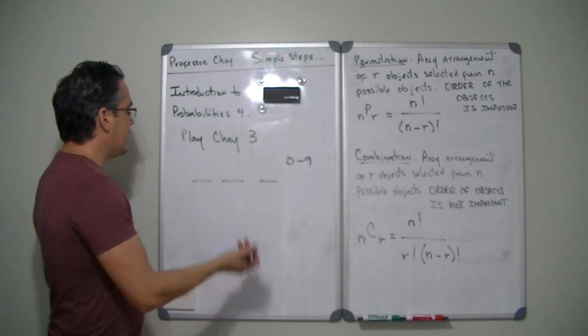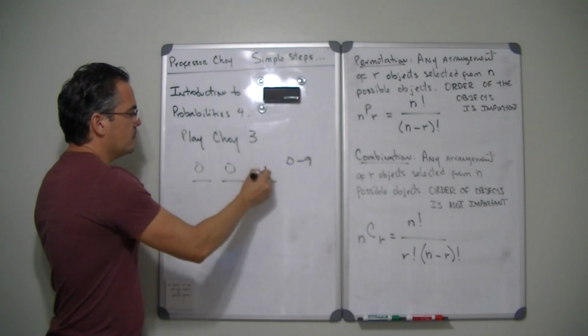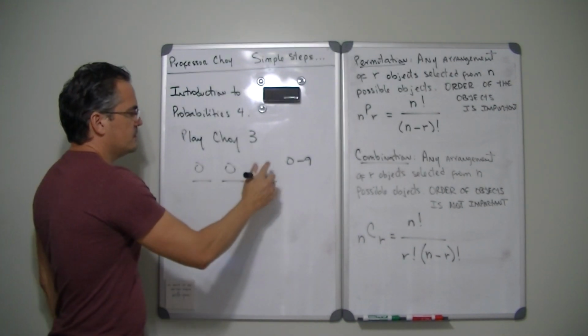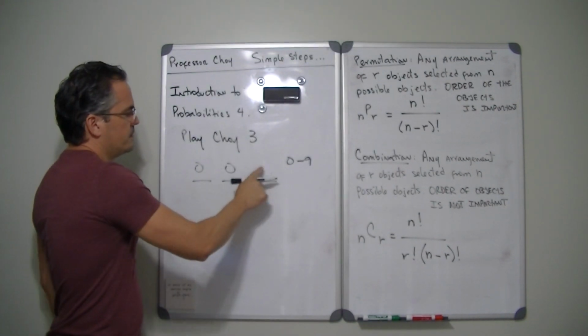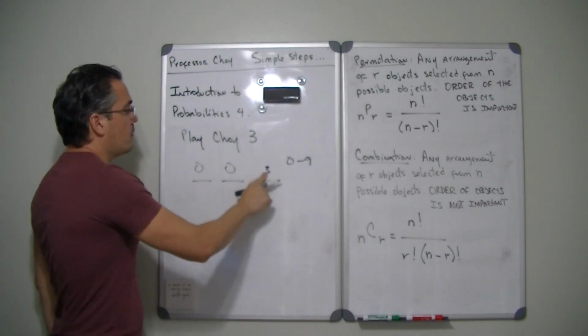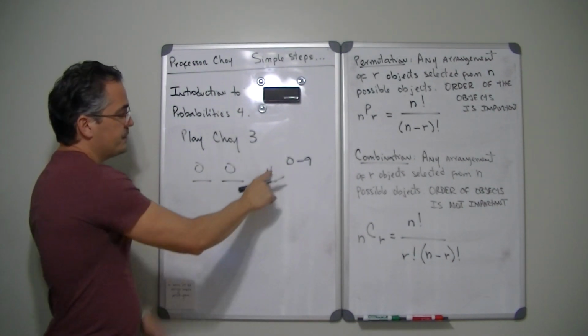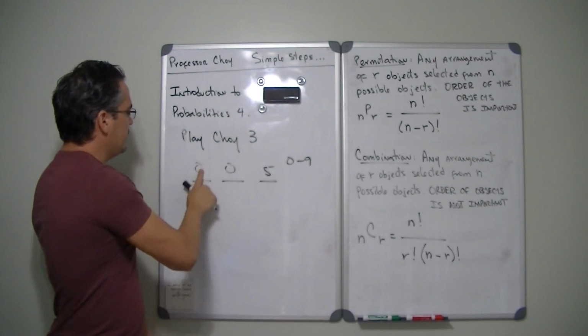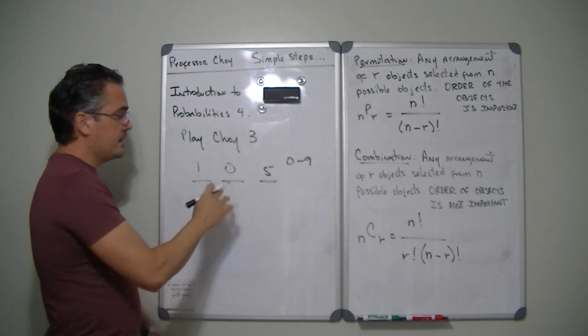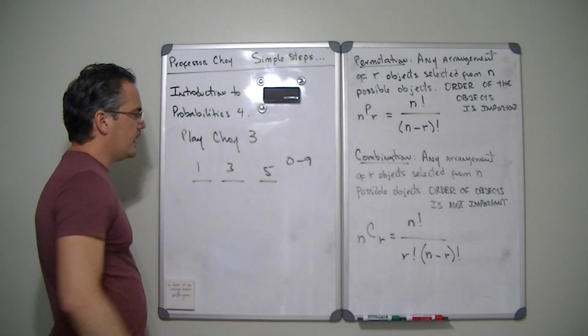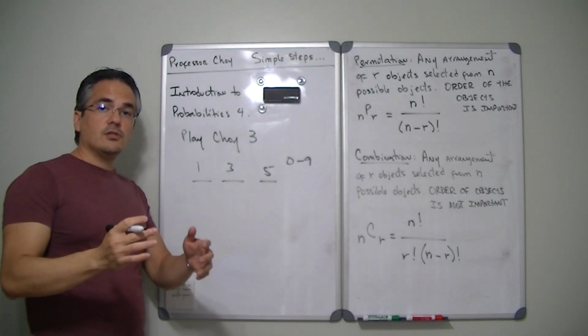Alright? So basically I could use the number 001, but I could also use the number 002, and I could use the number 003, and I could use the number 004, and I could play the number 005, or I could play the number 105, or I could play the number 135. Alright? Now how many different combinations do you have?